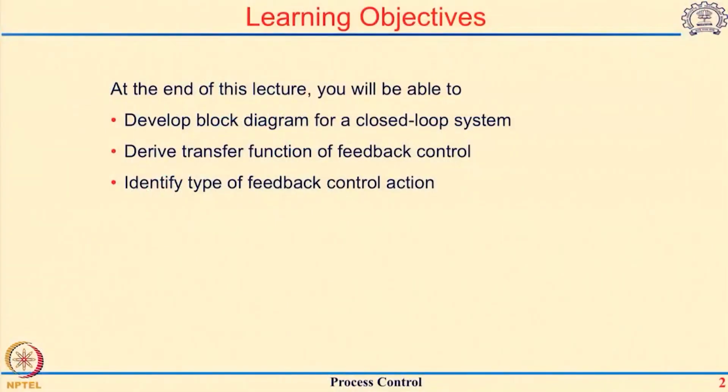So for this first lecture, the objectives would be to develop block diagram representation for our systems, especially when we have a control system placed on top of a physical system, and then we will derive closed loop transfer functions, and lastly we will look at the different types of feedback controllers which we have.